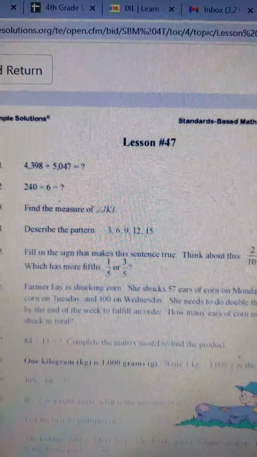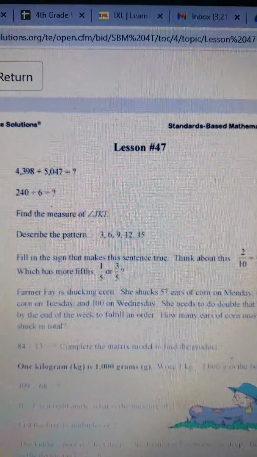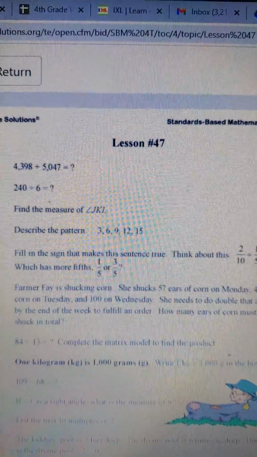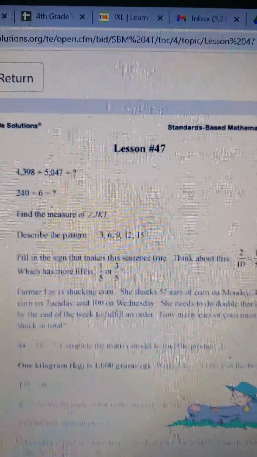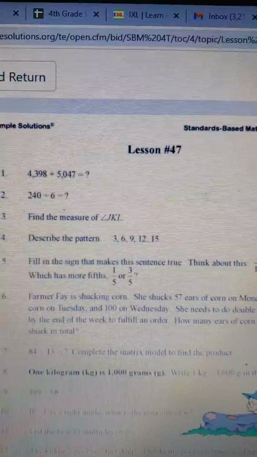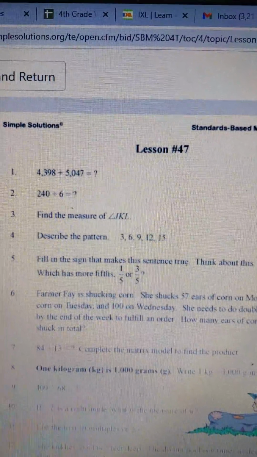Okay. Number 4 says, describe the pattern. 3 plus what equals 6? 3, okay. 6 plus what equals 9? 3. 9 plus what equals 12? 3. So the pattern is adding by 3.